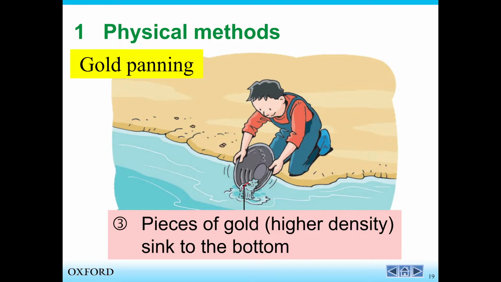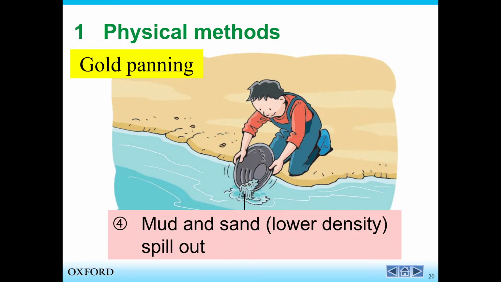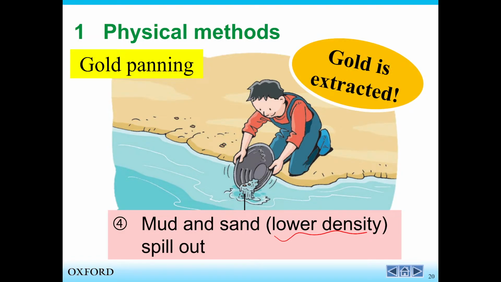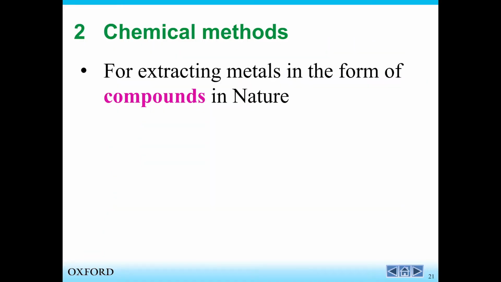So it will go to the bottom, and the dust and dirt particles will spill out because they have a lower density. Eventually, the gold will be left behind inside your pan, and there you go. You have the gold extracted. But another way is you can get the ore and just heat it up. When you heat it up, only the gold is left behind. So you can also do that.